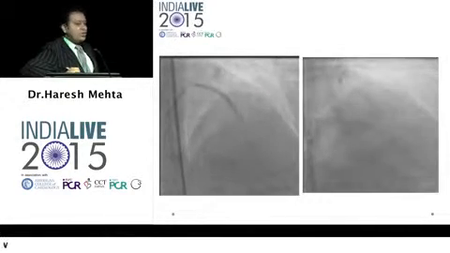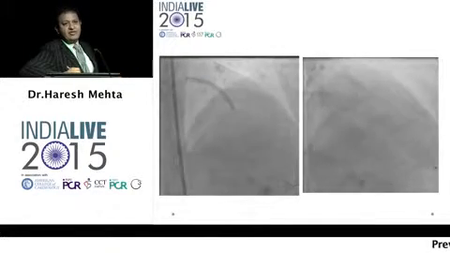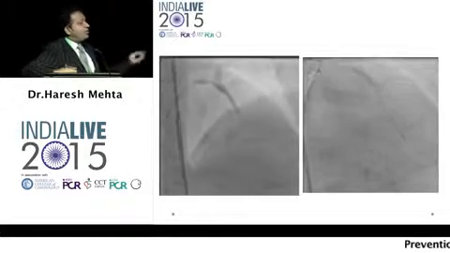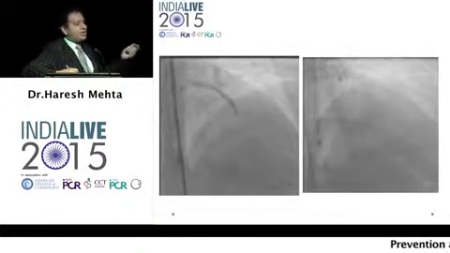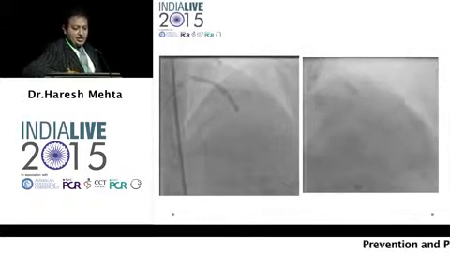So an imaging tool helped us to decide what would be the strategy. Otherwise, we would have kept giving nitroglycerine and everything else, and maybe or may not have helped. And all we did was we deployed a stent up to the level the dissection was, based on the IVUS probe, and this is the end result.